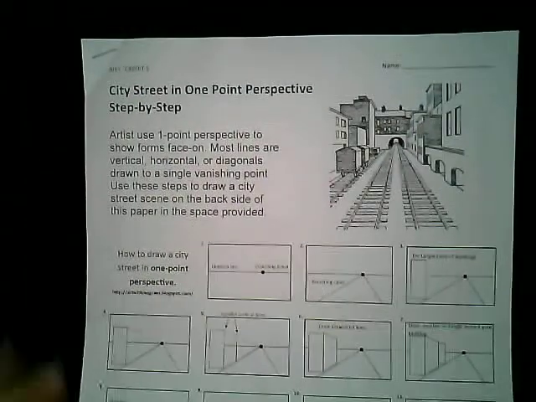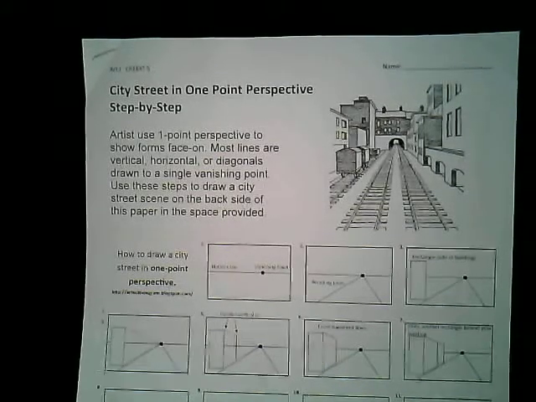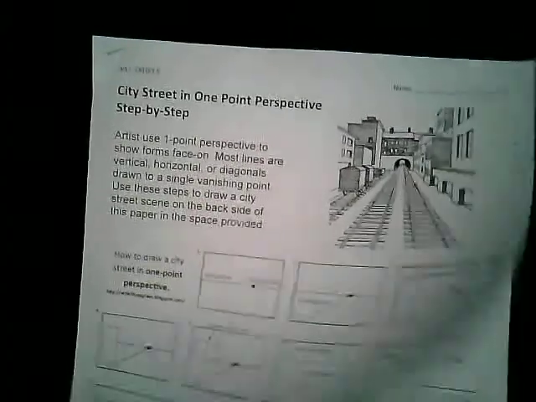But we're going to read this little paragraph right here. Artists use one-point perspective to show forms face on. Most lines are vertical, horizontal, or diagonals drawn to a single vanishing point. Use these steps to draw a city street scene on the back side of this paper in the space provided. So we're going to flip our paper over. We're going to find a large rectangle, which we're going to use to draw our practice city scene.